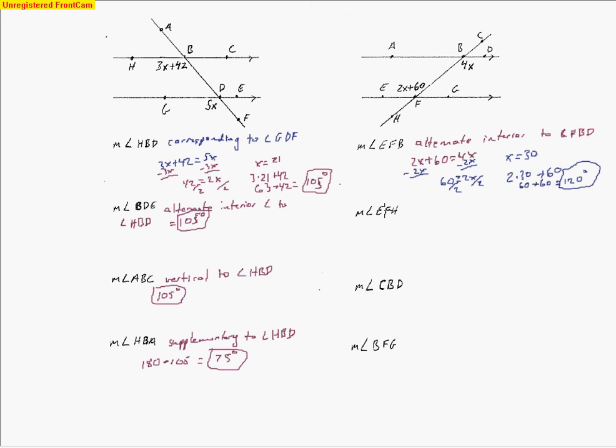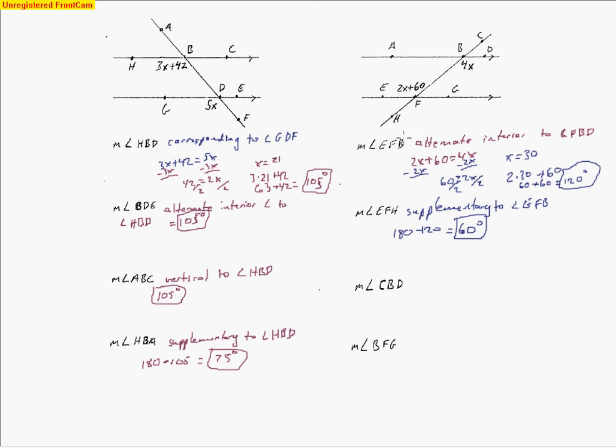So now they want me to answer some other information. So the measure of angle EFH. Well, that's this little angle here, and it's supplementary to EFB. So I'm going to say supplementary to angle EFB. And so what that tells me is I can just take 180 and subtract what I found in that last problem. EFB was 120. And so that gives me 60 degrees, and so that's got to be that angle.